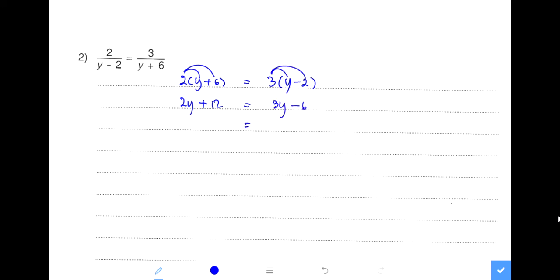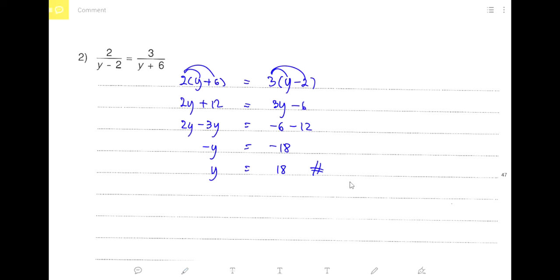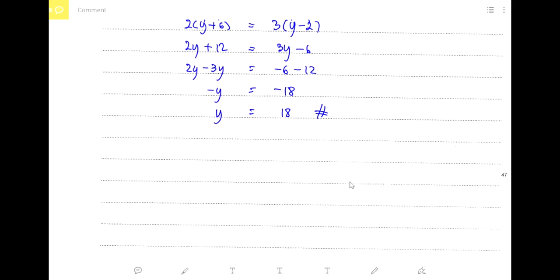Okay, then 2y, this one move it, minus 3y, minus 6, right? This one move it there, it becomes minus 12. Okay, 2y minus 3y is minus y, and this is minus 18. So your y is 18. Yeah, this one is easy. This one is not hard, okay? Compared to the previous problem, this one is easy.